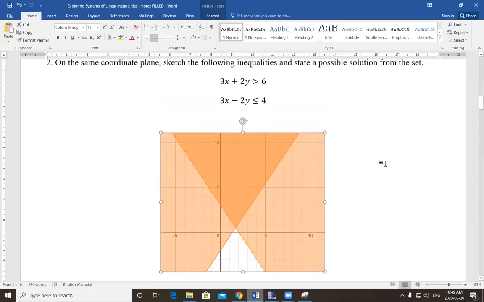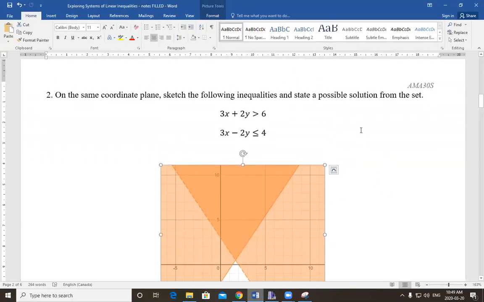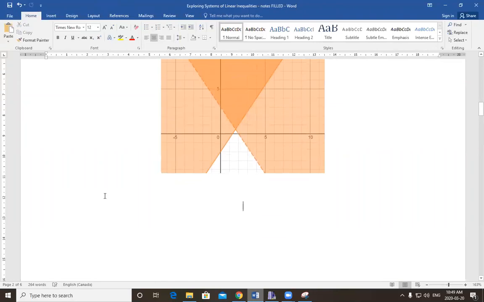So again, it says just state a possible solution. It means that there's more than one. So let's state two possible solutions. First possible solution. You can look for a different one at home, but I'm going to pick the point x is equal to 2, and y is equal to 2. So 2, 2 fits. And how do we know? It's in the solution region.